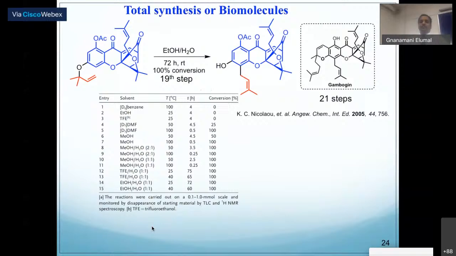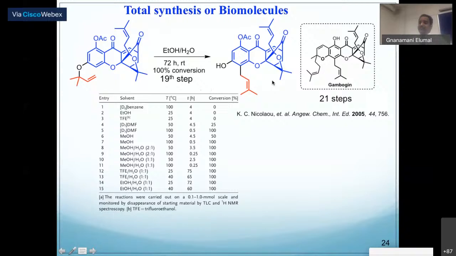Also, this method is useful in total synthesis. Normally, if you look at total synthesis, for example one done by our group, like Bryostatin, it normally takes around 80 steps to make those types of molecules. Even here, I have given one molecule. It is actually Gamogen, synthesized by the K. C. Nicolaou group in 21 steps.